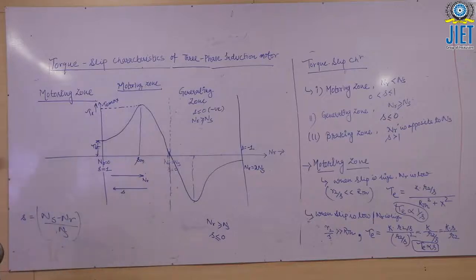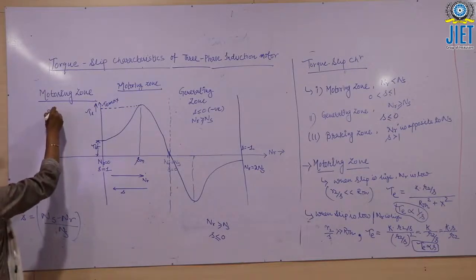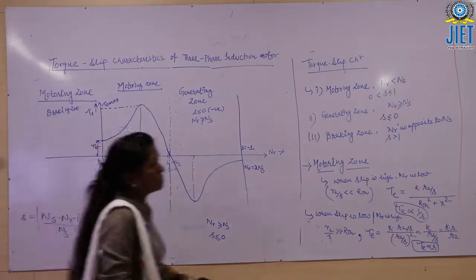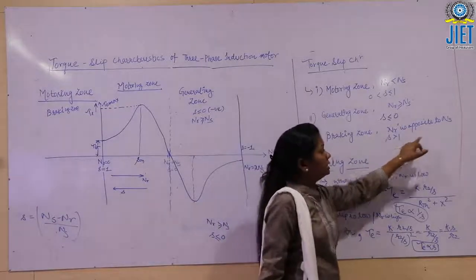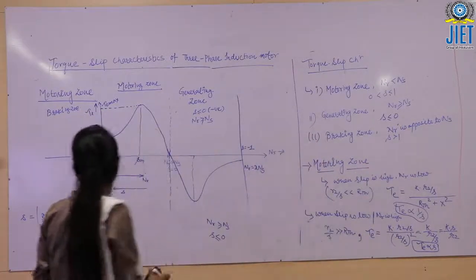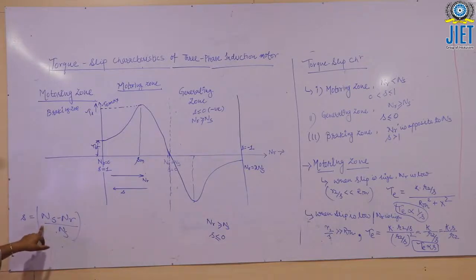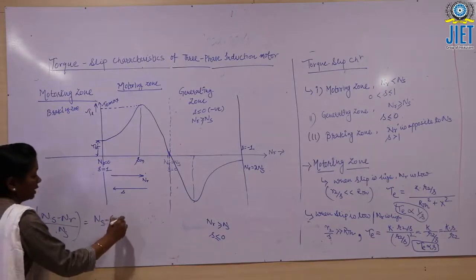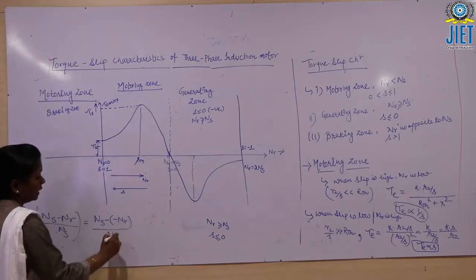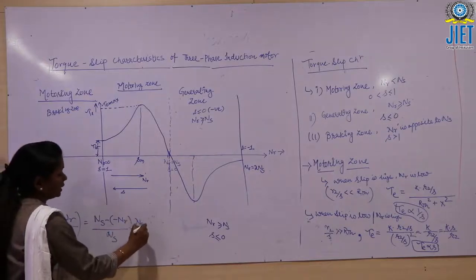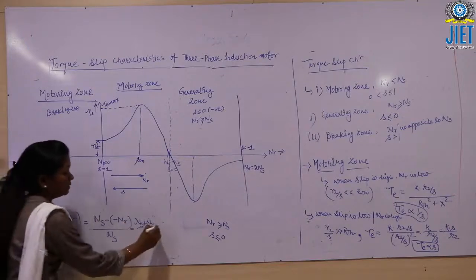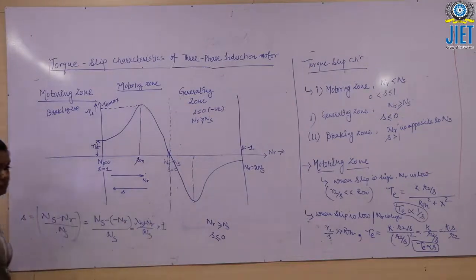The third part of the characteristic is the braking zone. Braking zone is when NR is opposite to NS, and when NR is opposite to NS, the expression of slip becomes NS minus of NR upon NS, and therefore it becomes NS plus NR upon NS, and this is more than 1. It is positive and more than 1.